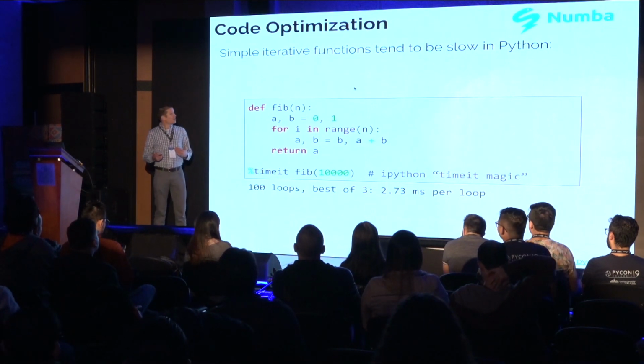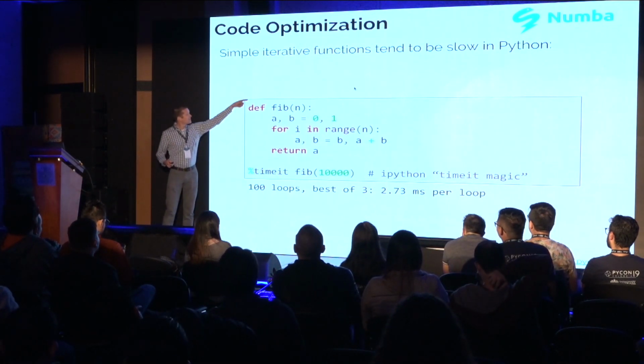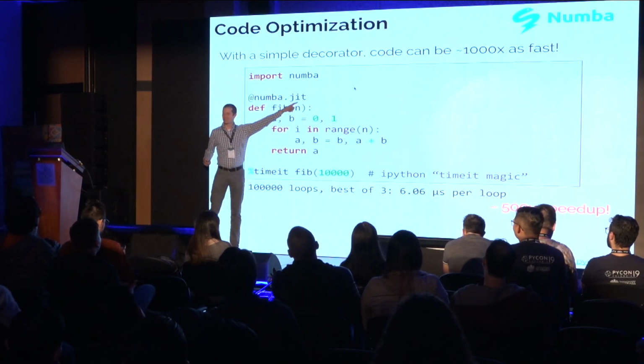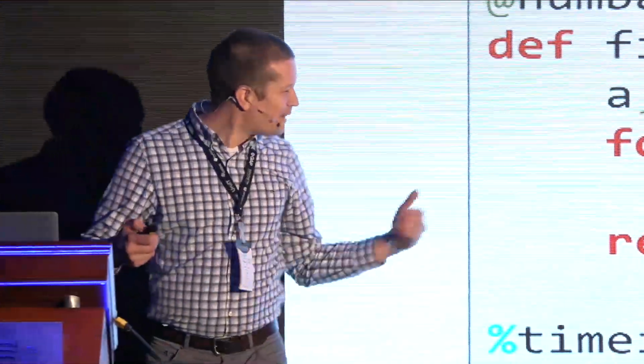With Numba, all you have to do is add a decorator on top of here, numba.jit. And this stands for just-in-time compile. And it compiles this function.